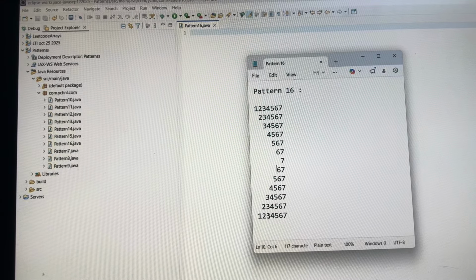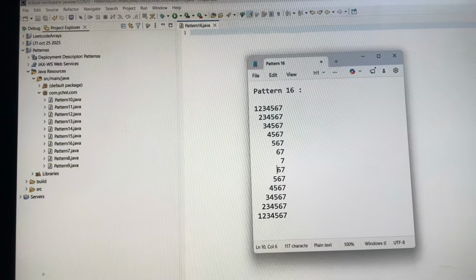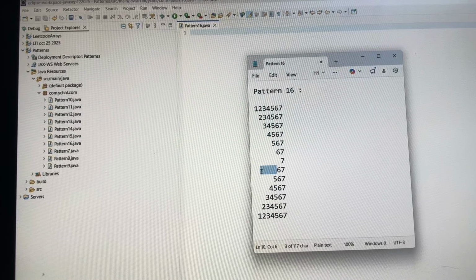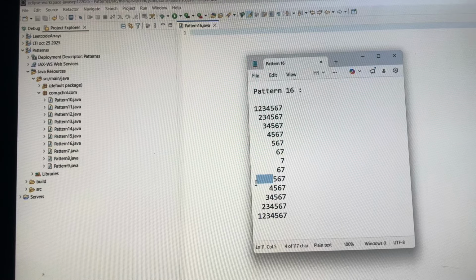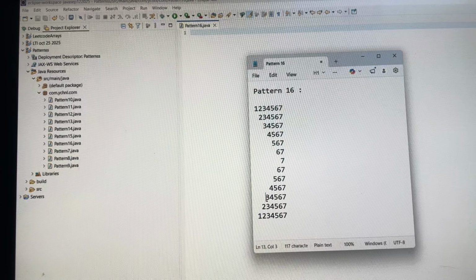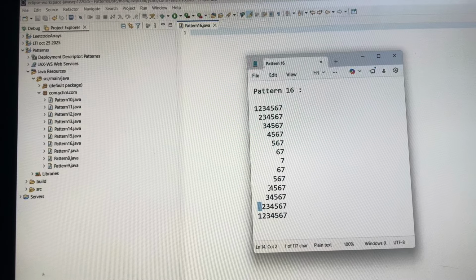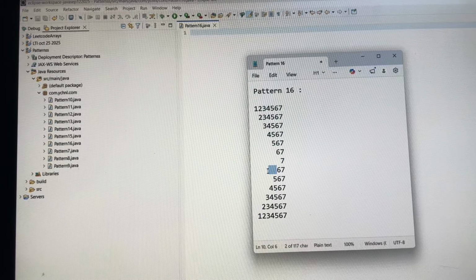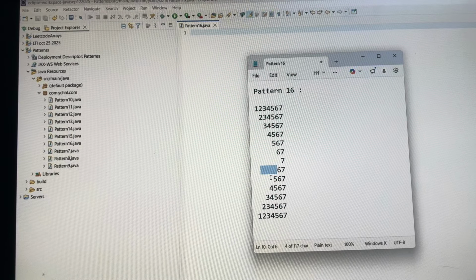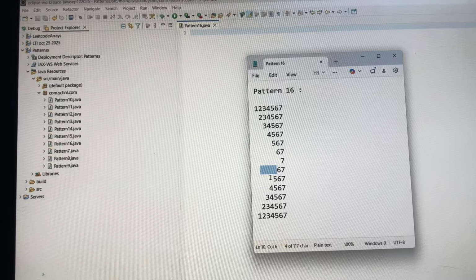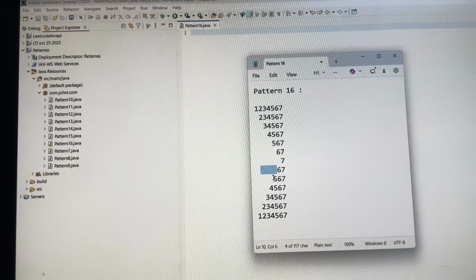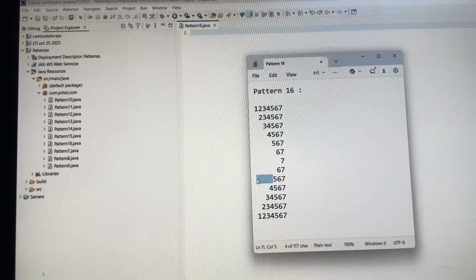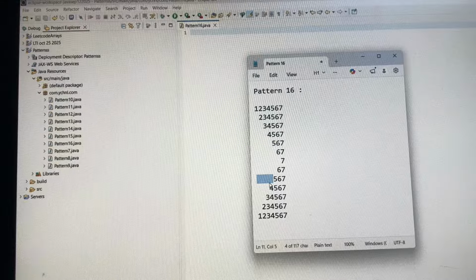Another inner loop is to print the spaces. See here also, if you observe, the spaces are in the decreasing order. Here there are 6 spaces.